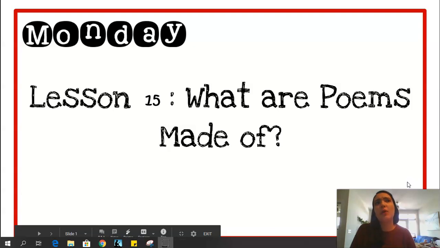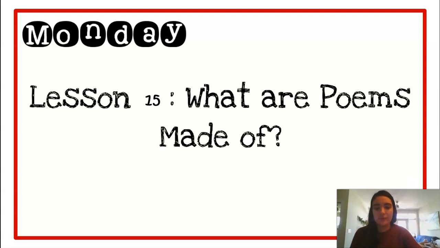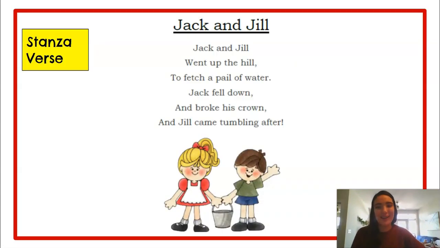So friends, this is what we're going to be doing today. We're going to be looking at the structure of a poem. That's kind of like the building blocks of a poem. What are poems made of? What are the different parts? How does that help us understand what the poem is about? So we're going to go ahead and start with a poem that you might have already heard, Jack and Jill.